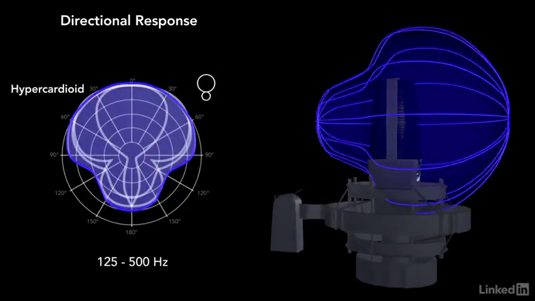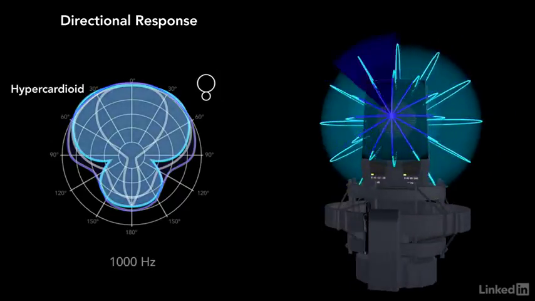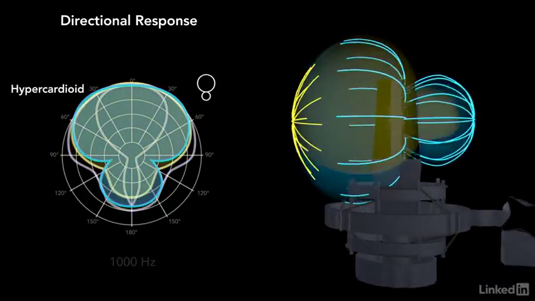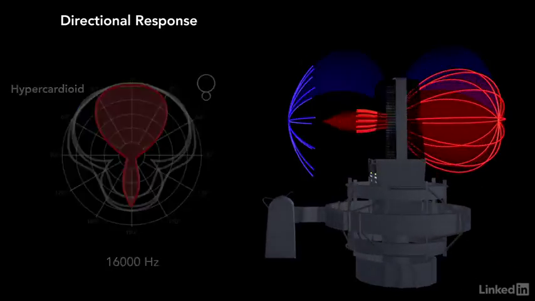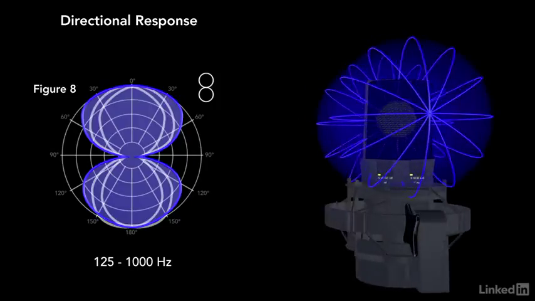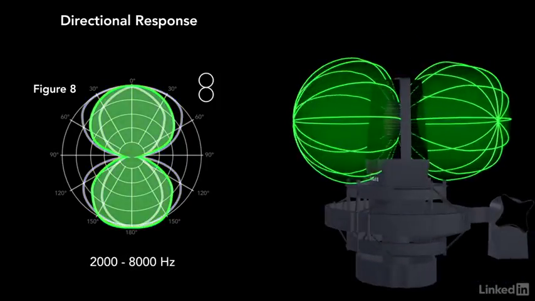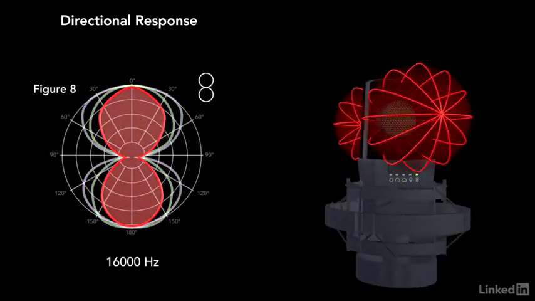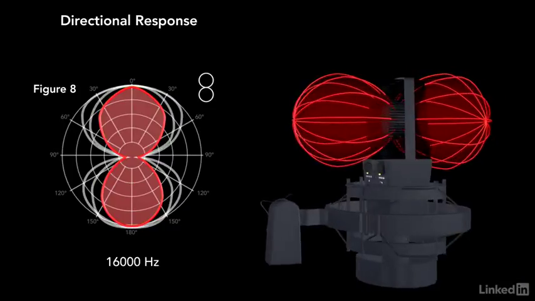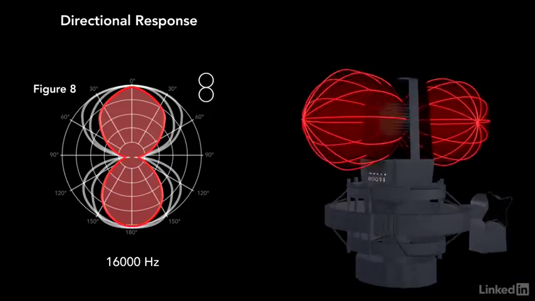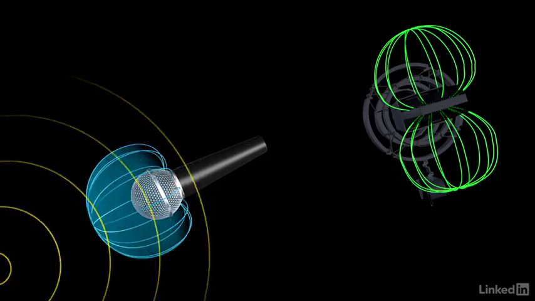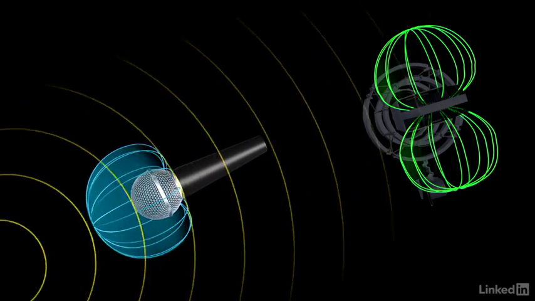A hypercardioid mic is just a more directional version of a cardioid mic. That means it's even less sensitive to sounds coming from the sides, but does pick up a bit from the rear. Figure 8 or bidirectional microphones pick up almost equally in the front and the back, but nearly nothing to each side. The frequency response is usually slightly better on the front side of the microphone, so it sounds a bit brighter from that direction. A figure 8 mic can be very useful when a high degree of sound rejection is required.